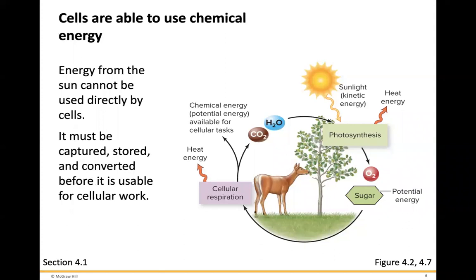So cells are able to use chemical energy. Energy from the sun cannot be used directly by cells. Our cells are not able to undergo photosynthesis. However, plant cells are. It must be captured, stored, and converted before it is usable for cellular work.